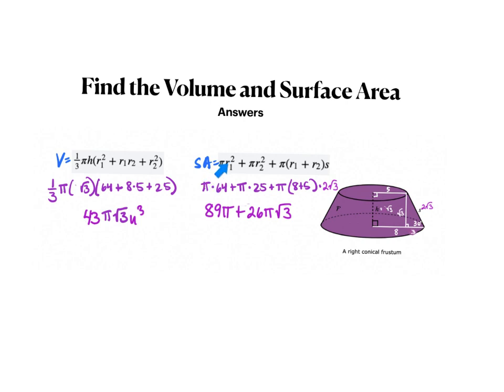The surface area plugged in, pi r1 squared, that's pi times 8 squared, plus pi r2 squared, that's 5 squared here, plus pi times the sum of my radii times the slant height, which was 2 square root of 3. So these would be my like terms here, 64 pi plus 25 pi, that's 89 pi, plus 8 plus 5, that quantity times 2 is 26 pi square root of 3. And that's my surface area. And remember that surface area is measured in square units.